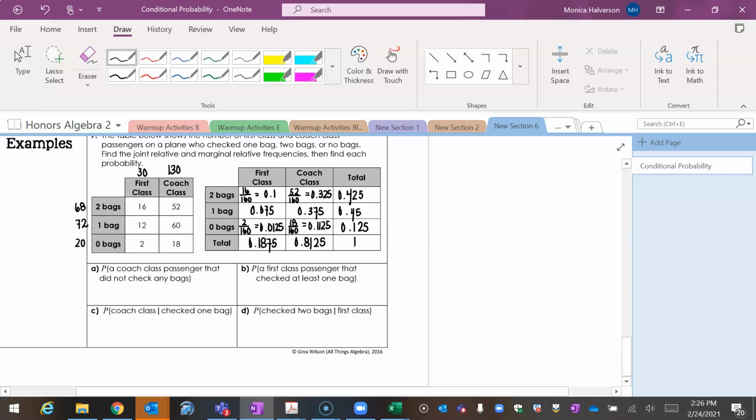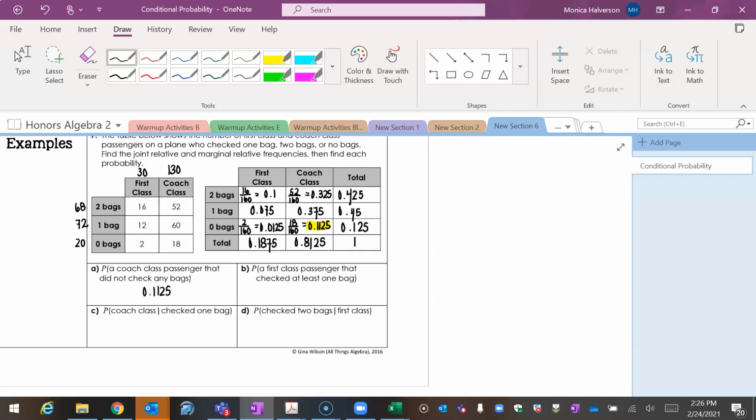So let's see how. What is the probability that you have a coach class passenger that did not check in any bags? All right. So a coach class passenger that did not check in any bags. Well, that's this cell right here. So 0.1125. So some of them are directly read from our table.